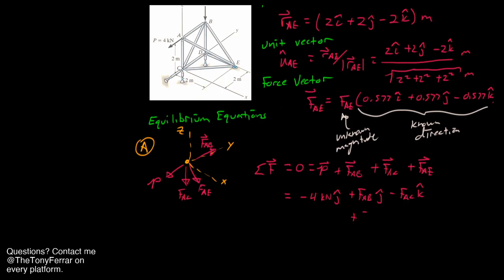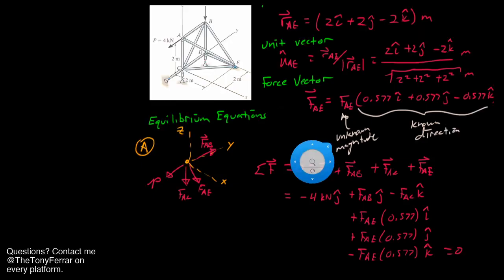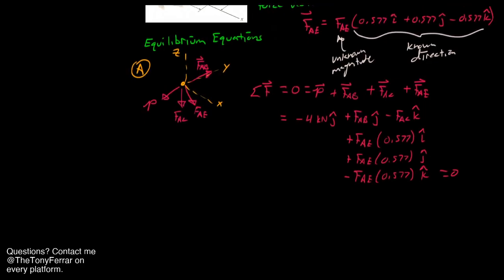And we also have, same line, same equation, FAE. But really what we've got for FAE is the x component, which is 0.577 times I hat, plus FAE times 0.577 J hat, and negative in the z direction, minus FAE times 0.577 K hat. And all of that, if this is in equilibrium, has to be equal to 0. Slide this up.